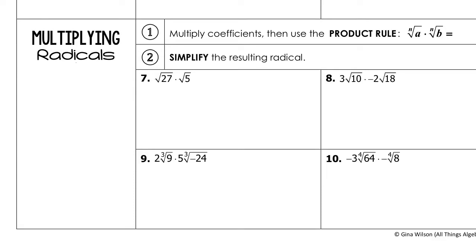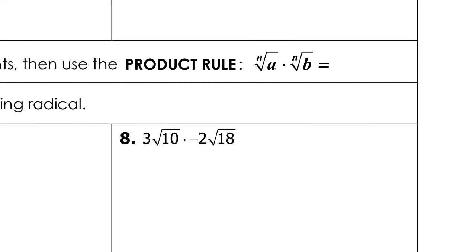Today we are going to take a look at multiplying radicals. So in order to multiply radicals, we are first going to apply our product rule. Now the product rule states that if I have two radicals with the same index, I can combine the radicands under the same radical symbol using multiplication. So the square root of a times the square root of b is exactly the same as the square root of a times b.